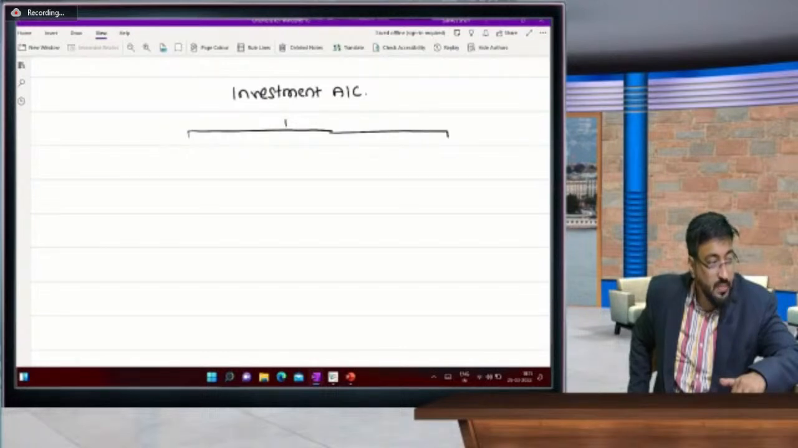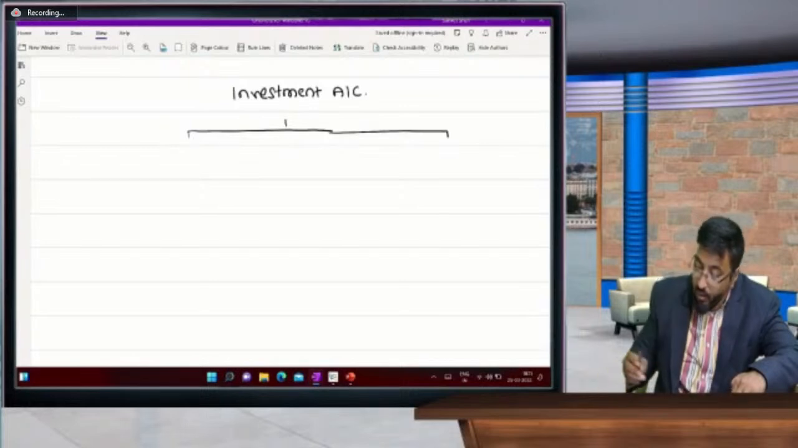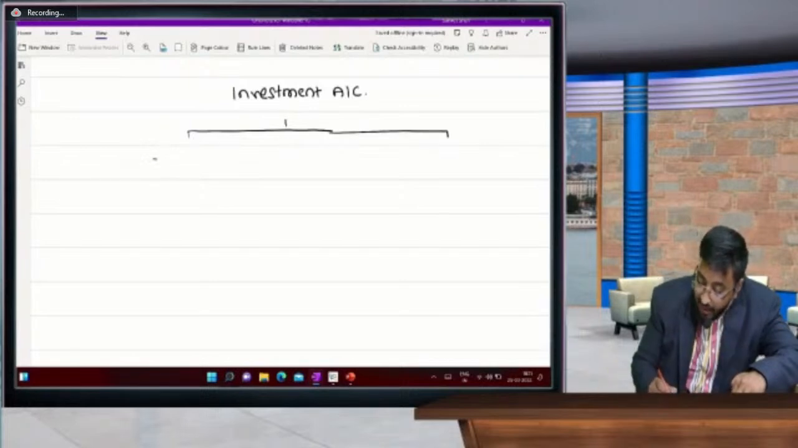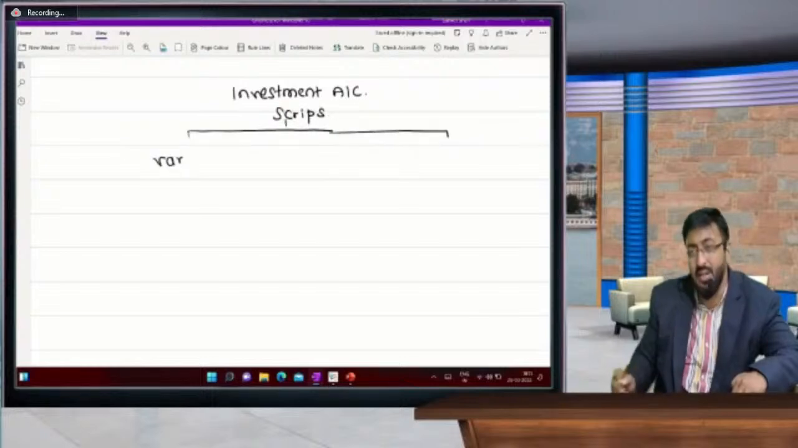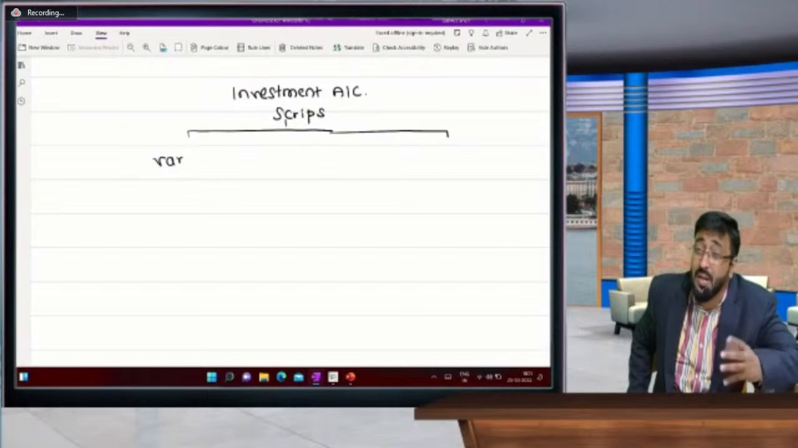So, investment account. Friends, an investment account is basically divided into two kinds of scripts. Scripts means where you are investing. Now everyone is asking, sir, what does script mean? Script means, for example, I took Reliance's script. Not the script in a movie, that is different. Scripts means where you have invested.